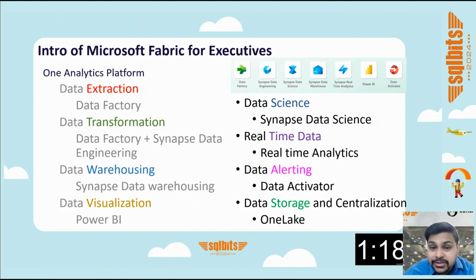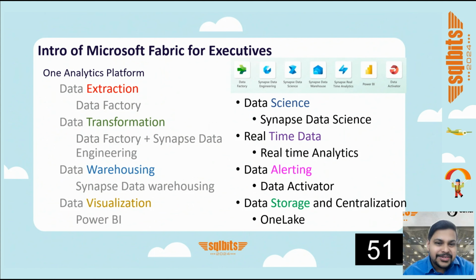Microsoft also calls it the Eventhouse. So you have a data warehouse, lakehouse, and the Eventhouse all together coming into one lake. The second last is Data Activator. Whenever something occurs and you want to be notified, we use Data Activator. Any alerts fall into Data Activator. And the last one is OneLake, which is a data storage for your centralized purpose.